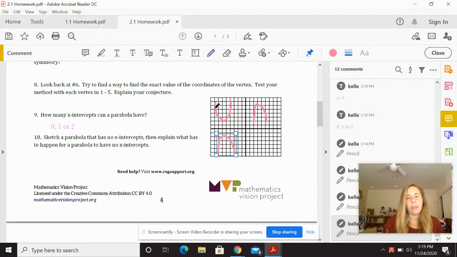So you can either have it forever increasing above the x-axis or forever decreasing below the x-axis. Let me get rid of that last one. Erase.